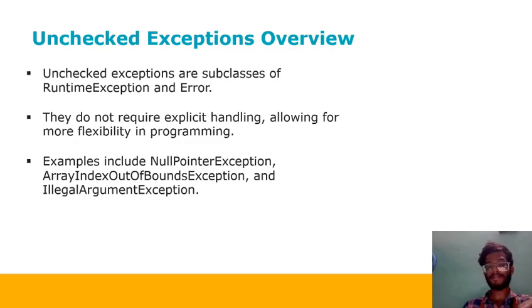Now we can discuss the unchecked exceptions overview. Unchecked exceptions are subclasses of RuntimeException. We already discussed the basic definition of unchecked exceptions. They do not require any kind of explicit handling, allowing more flexibility in programming. What are some examples of unchecked exceptions? They are ArrayIndexOutOfBoundsException and IllegalArgumentException. ArrayIndexOutOfBoundsException is the most common example we can discuss in the object-oriented programming language.